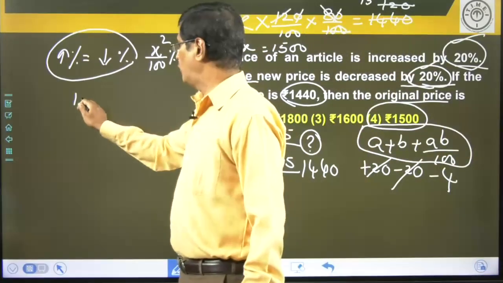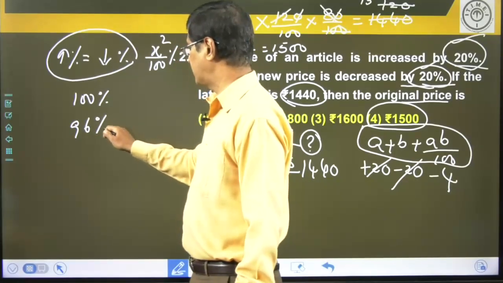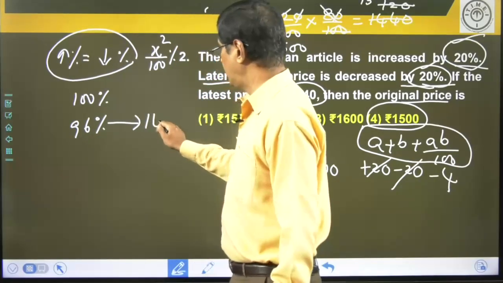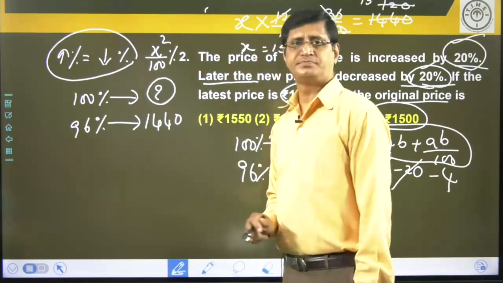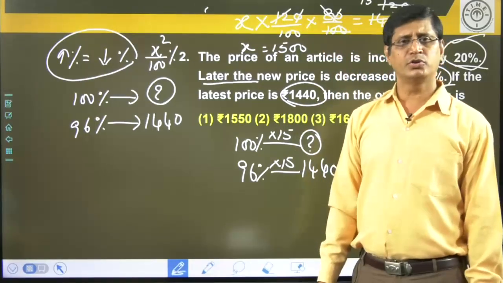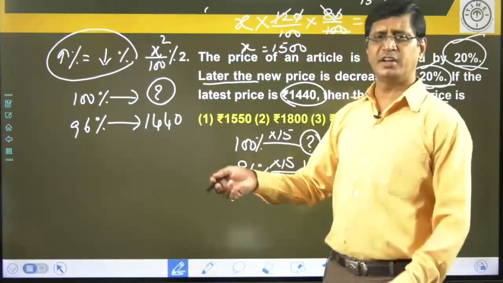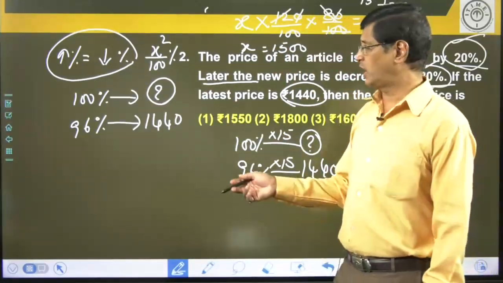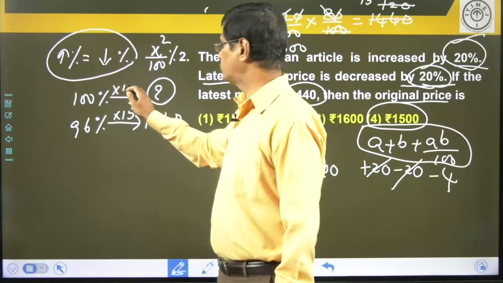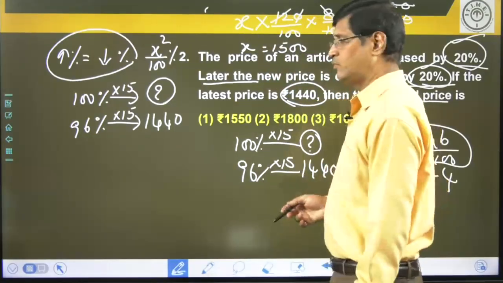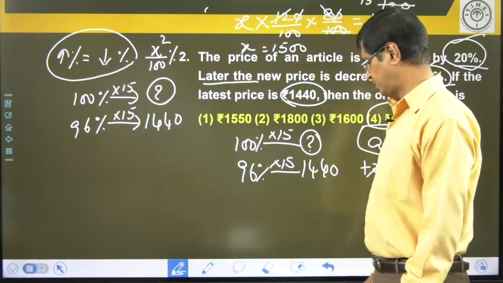When 100 is the original value, a decrease by 4% means the new value is equal to 96%, which is equal to 14400. How much is the value of 100%? 14400 is equal to 96%, then 100% is equal to question mark. Simplify. Cross multiply, simplify. Using the multiples, you can answer easily. So here 15 times of this. So 15 times of 100. The result is 1500. Option number 4. Choice 4 is the right answer.